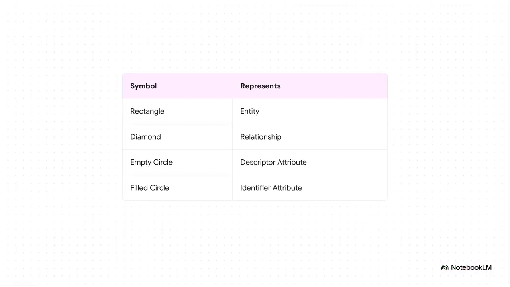This visual language is how designers actually draw out these complex data structures so everyone can understand them. Think of it like a cheat sheet. Rectangles are our entities, the main things. Diamonds show the relationships between them, and the attributes are shown as circles, an empty circle for a simple descriptor, and a filled-in circle for that super important unique identifier, the key. It's a standardized notation that lets any developer look at the plan and get it instantly.